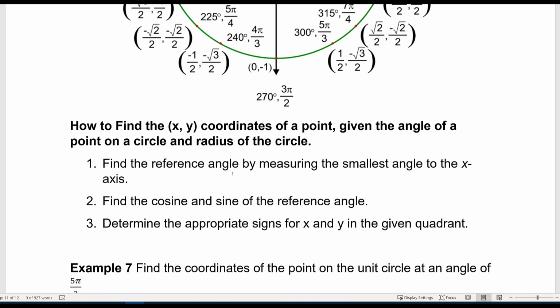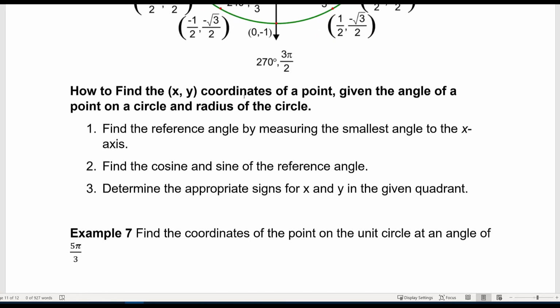So how to find the x, y coordinates of a point given the angle, of a point on a circle with a given radius. Find the reference angle by measuring the smallest angle to the x-axis.